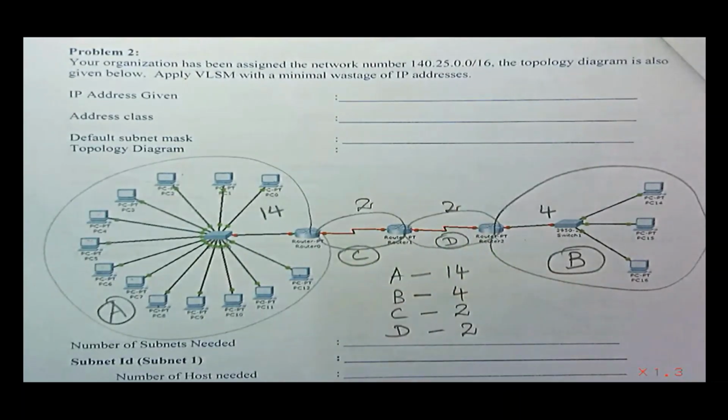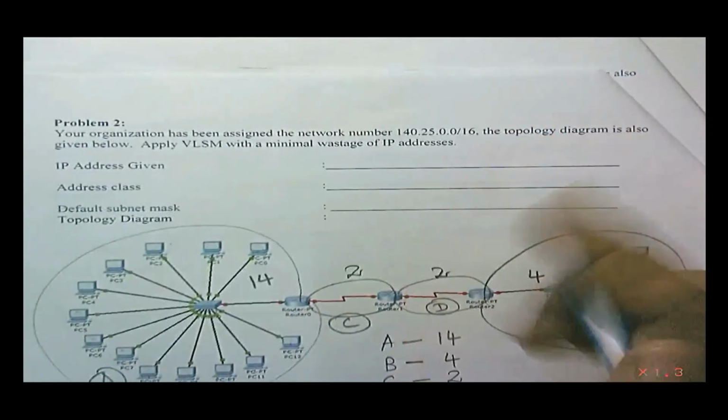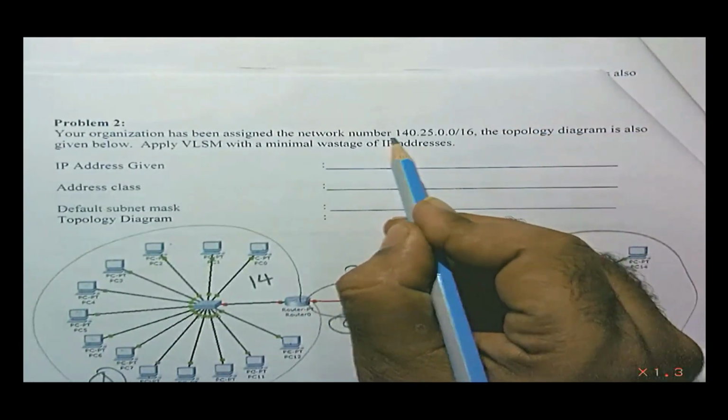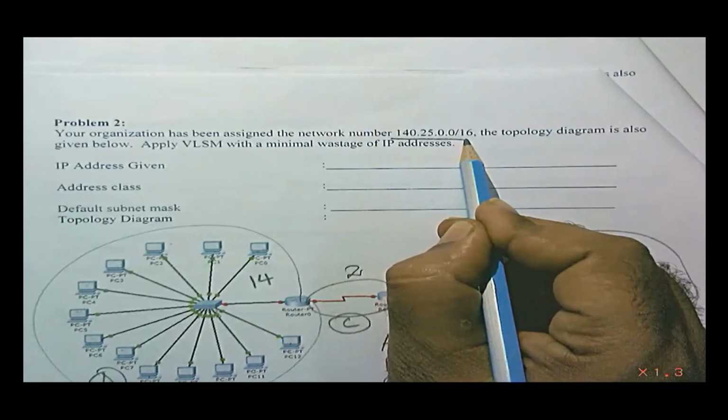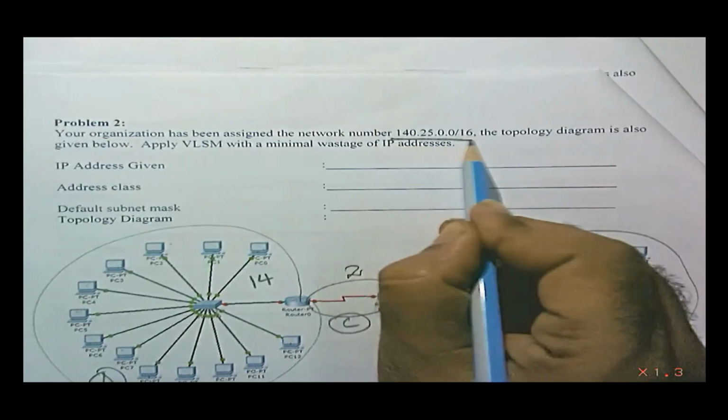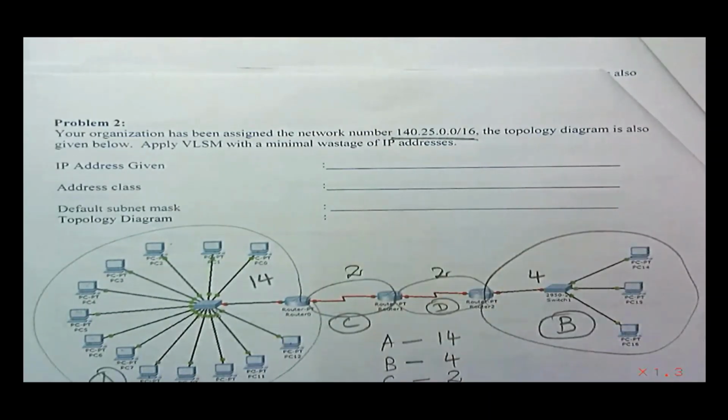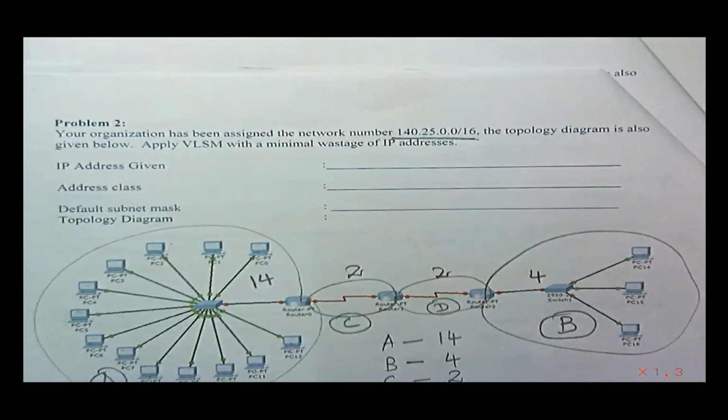The IP address given, that means the major network given to us, is 140.25.0.0/16. So this is the major network given to us. Now, with this we can start solving this problem. I'm going directly to the problem I'm going to solve.